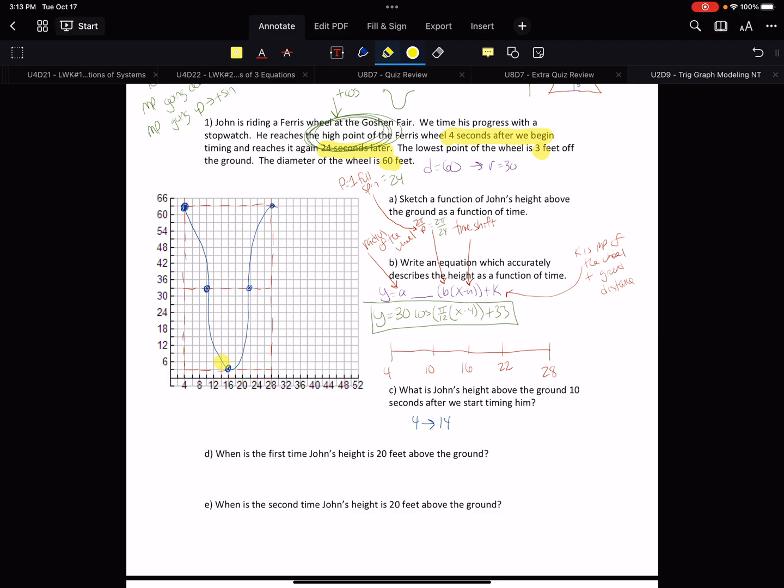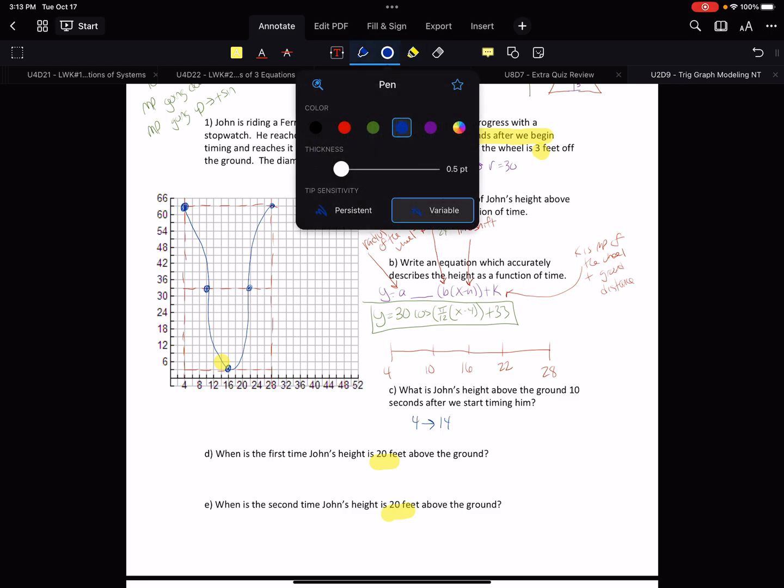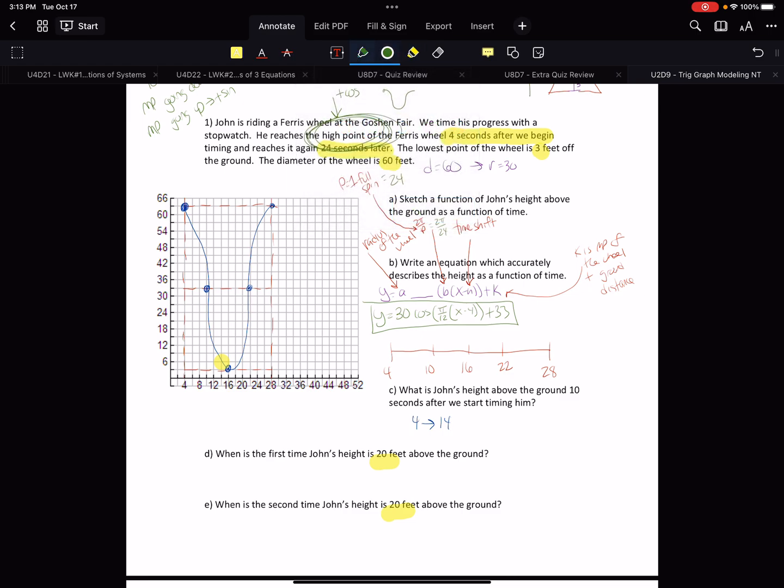All right, down here it's saying, when does John reach 20 feet? So again, we can look at our graph, see 20 feet. We're talking about 20 feet coming from there and there. Right? We can visually see it, but our calculator can do this for us. So let's look at how we use our calculator to help us out here. All right, so let me bring up my calculator.